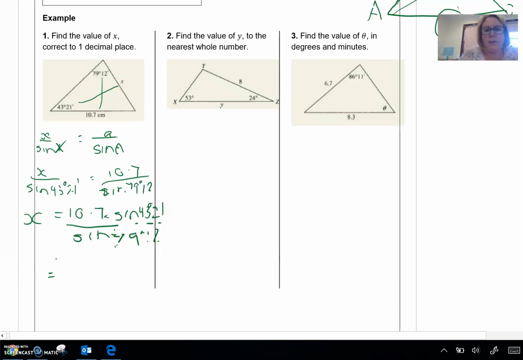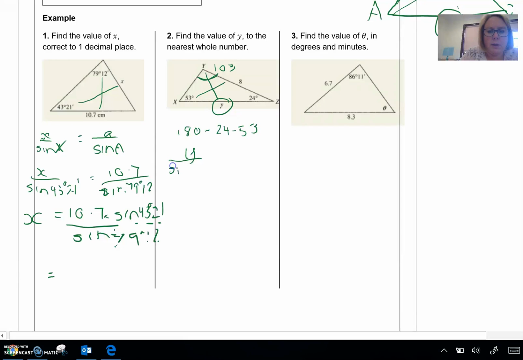Okay, let's have a look at this next one. Find the value for y. Opposite, opposite. Oh, I don't have an angle here. If I add up the angles, 180 minus 24 minus 53, I can get this angle, 77, so it's going to be 103, and I can just do the question as before.